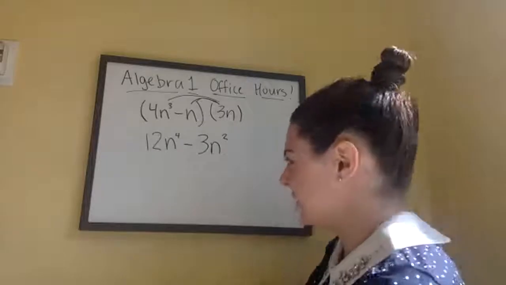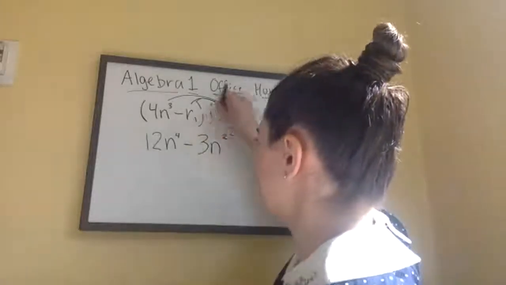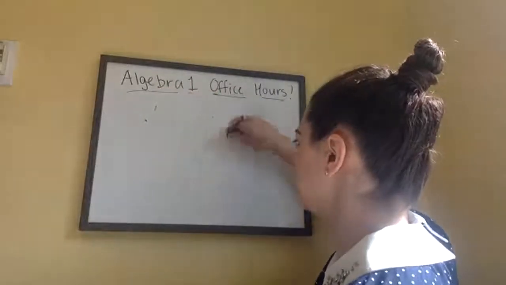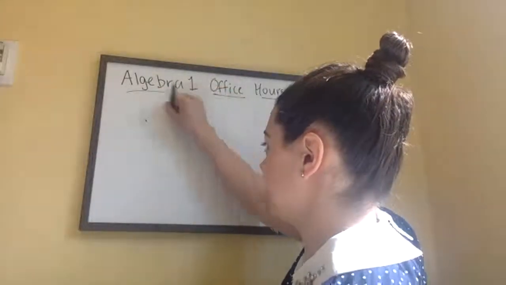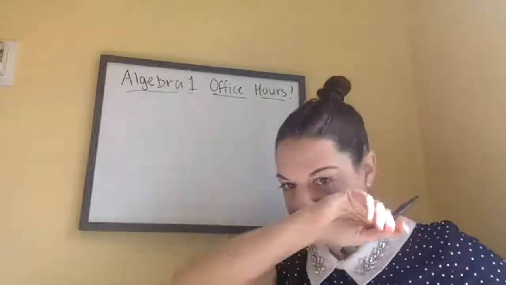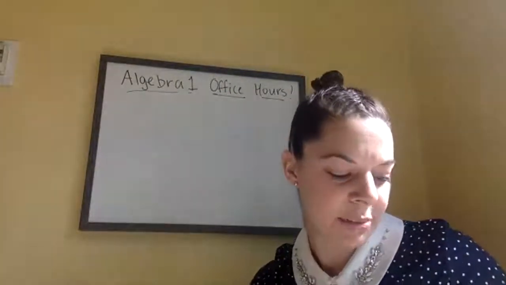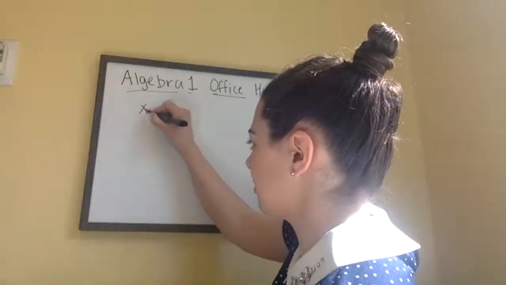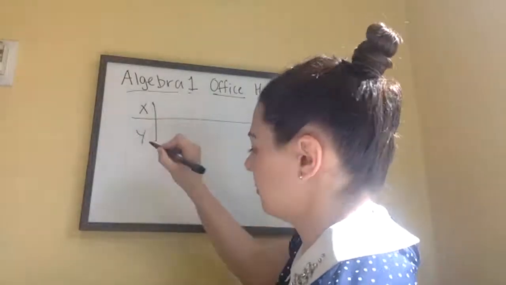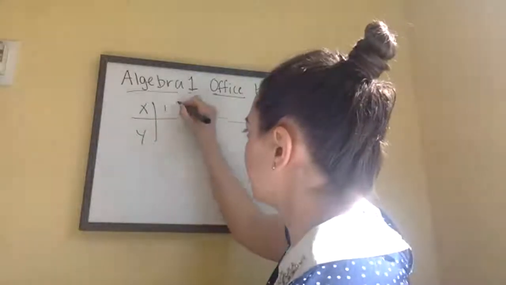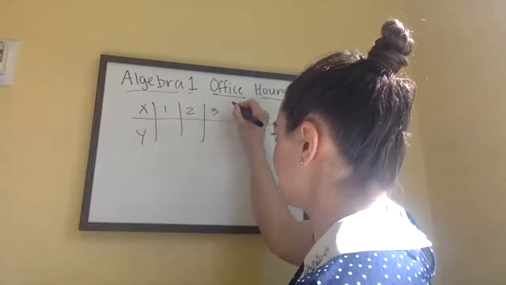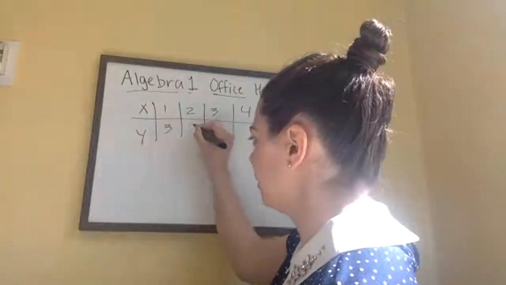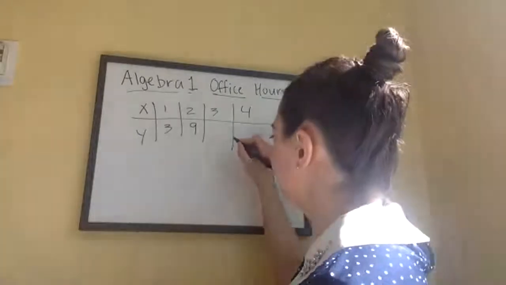Let's take a look at number 18 on packet number 2. It's an MCAS question, and it's all about deciding what kind of pattern it is and using that pattern to predict the next number. On your paper, it says the table below shows a linear relationship between the values of x and y. So it gives you a table that looks like this: x values 1, 2, 3, 4, and y values 3, 9, 15, 21.